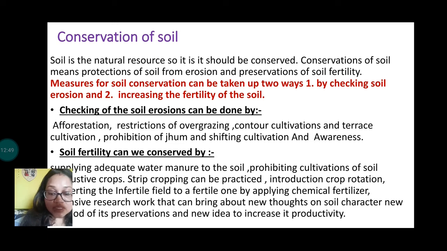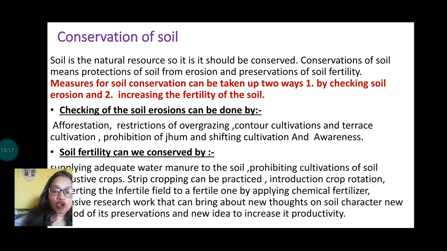How can we conserve the soil? And what is soil conservation? Soil is a natural resource, so we have to conserve it for future generations. Soil conservation means to protect the soil from erosion and preserve its fertility. The measures of soil conservation can be done by two processes. Number one, by checking erosion. Number two, by increasing the fertility of the soil.